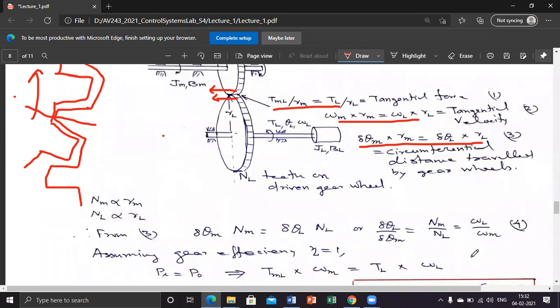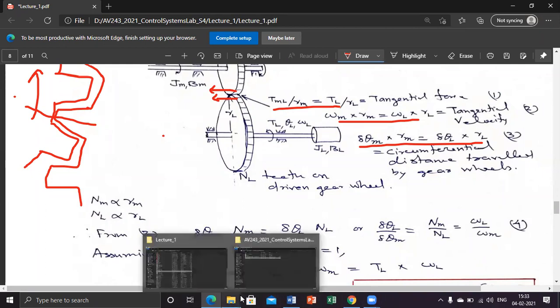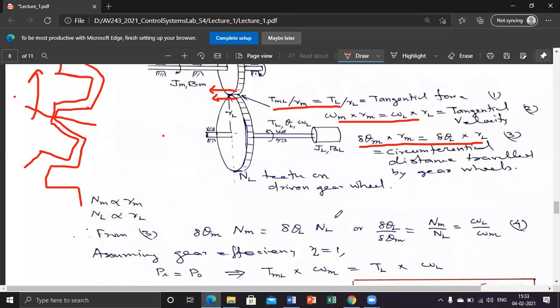Yes, sir. In this case, we wrote that NM is proportional to RM, and that means we have taken, as you said, uniform spacing. I mean, the width is the same for both the cases. But if I do not take that case, suppose I take different widths for both the gears, then how would it affect?